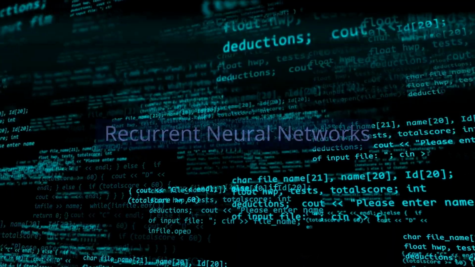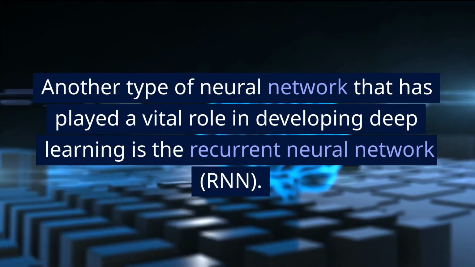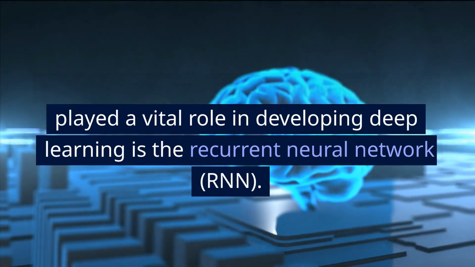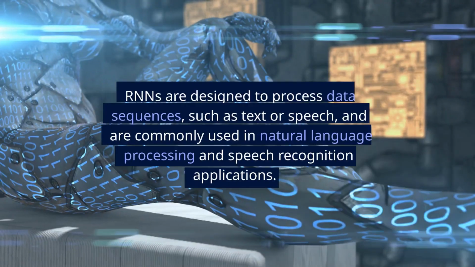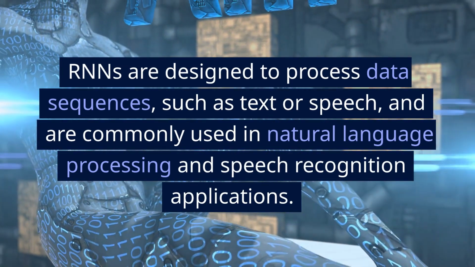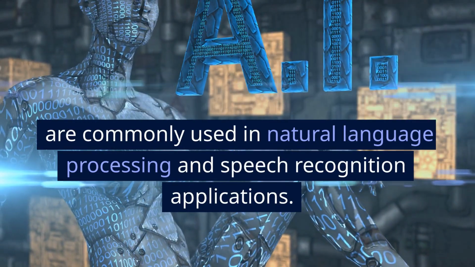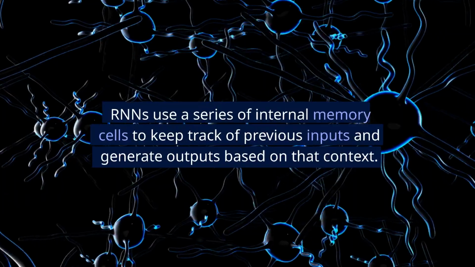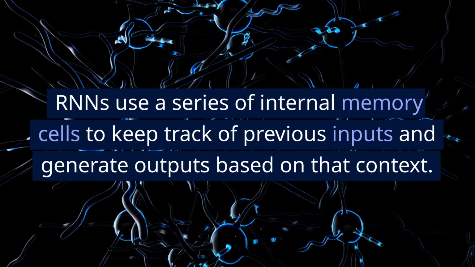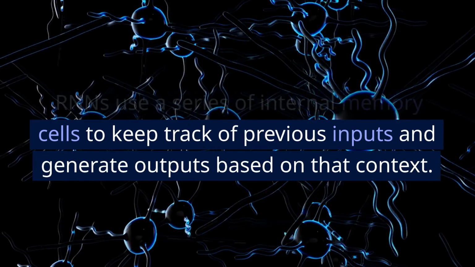Recurrent neural networks. Another type of neural network that has played a vital role in developing deep learning is the recurrent neural network, RNN. RNNs are designed to process data sequences, such as text or speech, and are commonly used in natural language processing and speech recognition applications. RNNs use a series of internal memory cells to keep track of previous inputs and generate outputs based on that context.